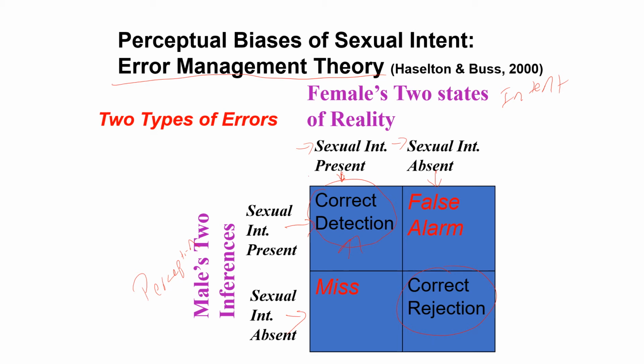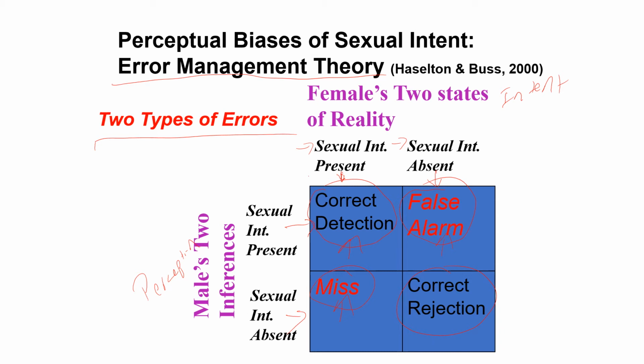However, there's two times where there are issues, which means there are two types of errors. First is where she intends sex. So we'll go with the miss here. She intends sex. He doesn't think she's intending sex. This is what's referred to as a missed opportunity. Because she wanted to have sex, he didn't interpret it as her wanting to have sex, so he missed a mating opportunity. On the other hand, there's where she doesn't want to have sex, but he is interpreting it that she wants to have sex. This here is referred to as a false alarm. He thinks she wants to have sex, but she doesn't.